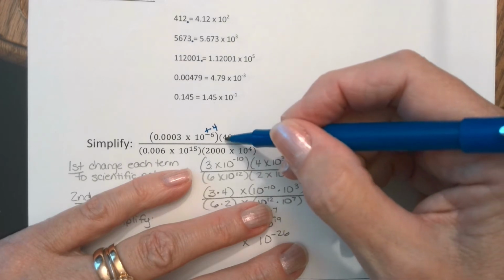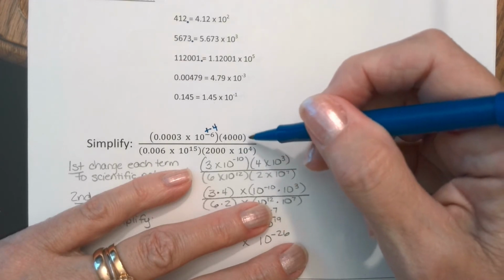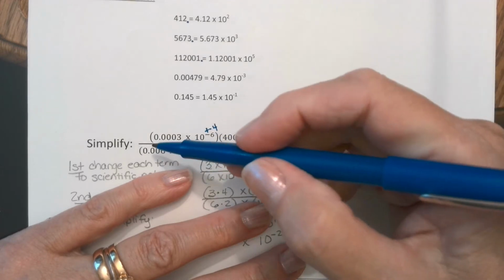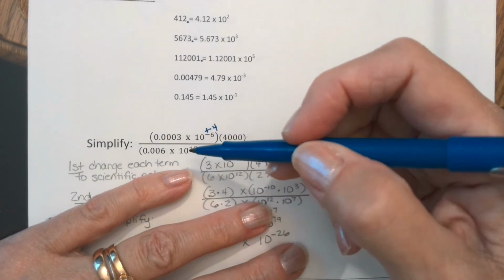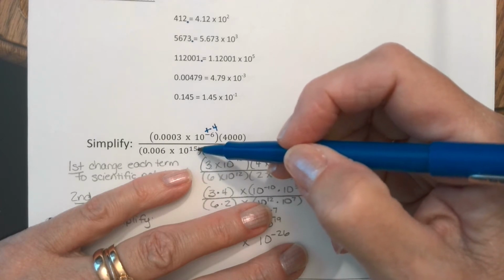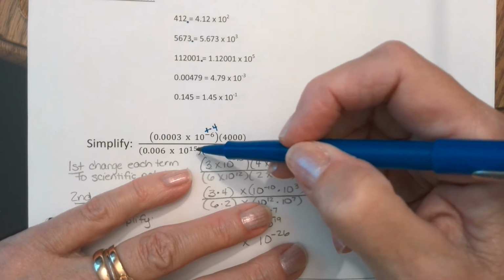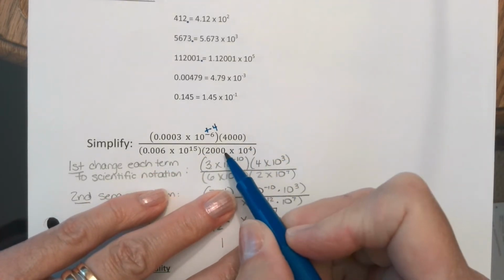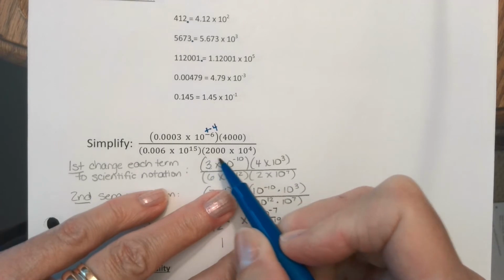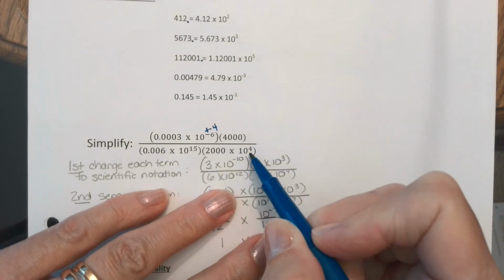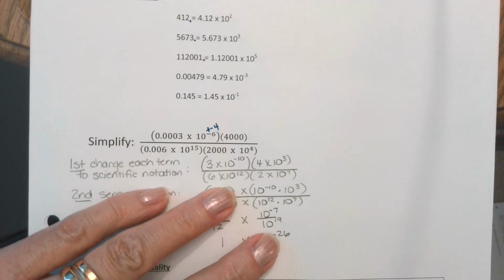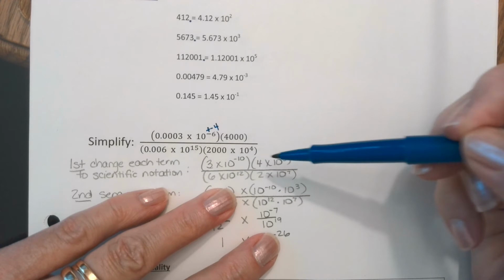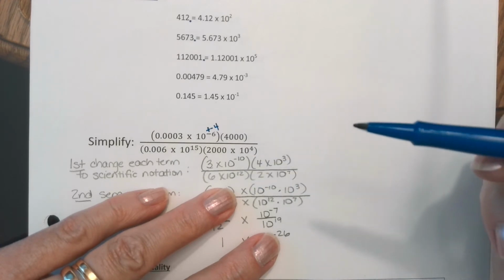This one, I'm going to move 3 places to the left. Since there's not a times 10 to any power yet, it's just times 10 to the third. This one is moving 3 to the right. So I'm going to add a negative 3 to this 15. So it became 6 times 10 to the 12. This one moved 3 to the left. So I'm going to add 3 to this 4. So it became a 7. So the first thing you always do is take each individual one and put it in scientific notation.